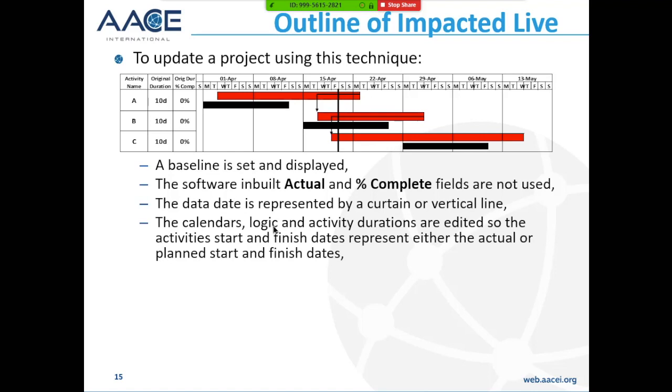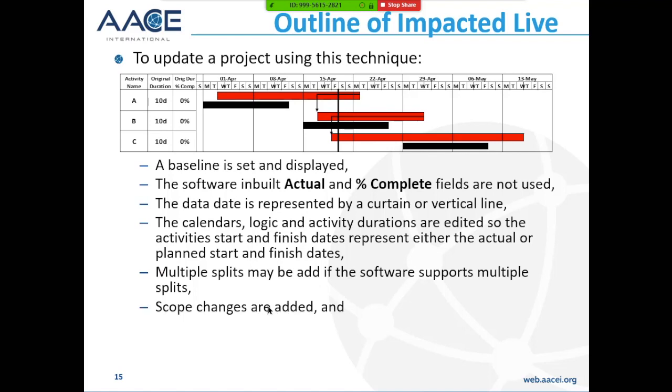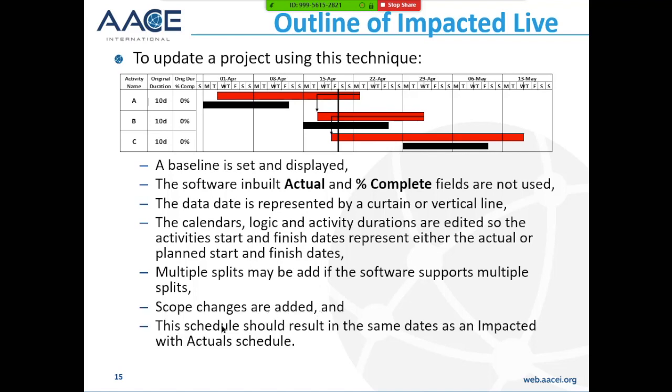Calendars, logic, and activity durations are edited, so the actual start and actual finish dates represent the actual or planned start and finish dates. Multiple splits may be added if the software supports multiple splits. So you'll find that Microsoft Project and Asta do support multiple splits in the past and the future. P6 does not. It only allows the suspend and resume, but you can model that other ways if you want to. Scope changes may be added, and this schedule should result in the same dates as an impacted with actual schedule.